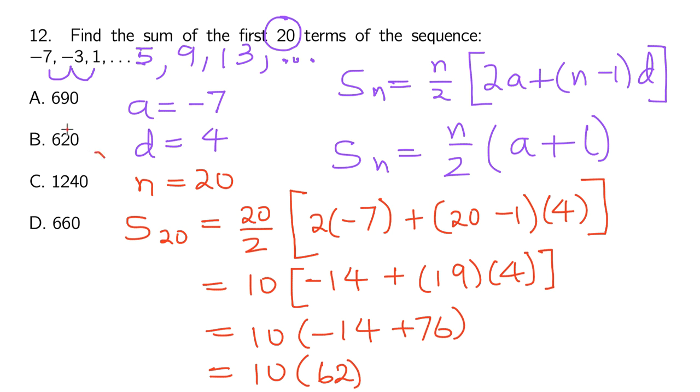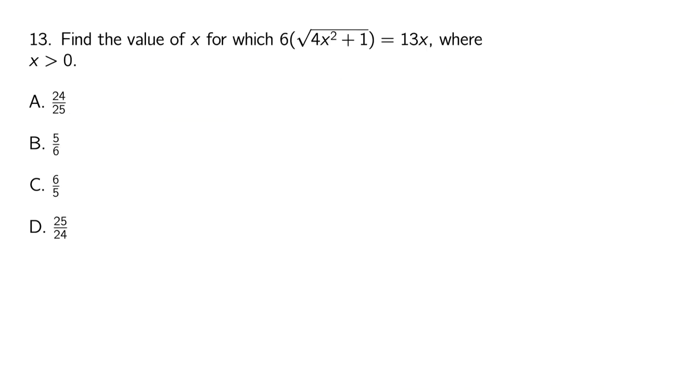So we have 10 times 62, which is equal to 620. All right, the next question says find the value of x for which 6 times this quantity equals 13x, where x is greater than 0. This means that x is positive.